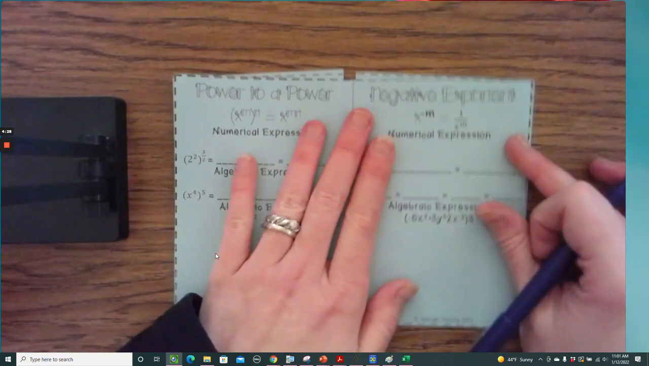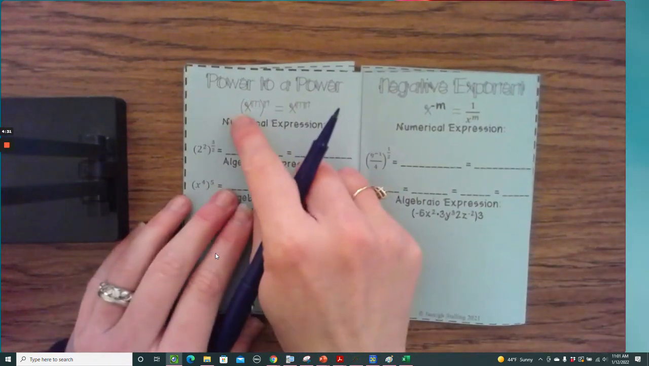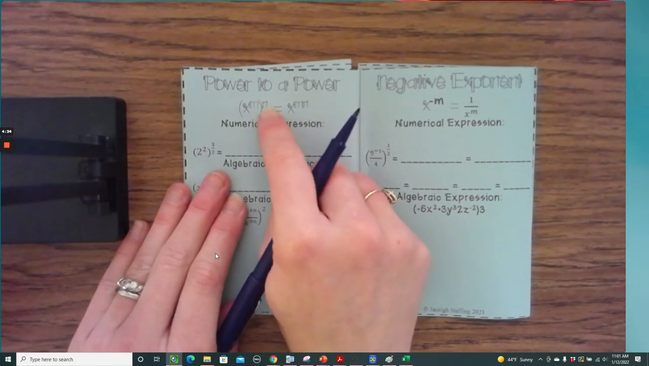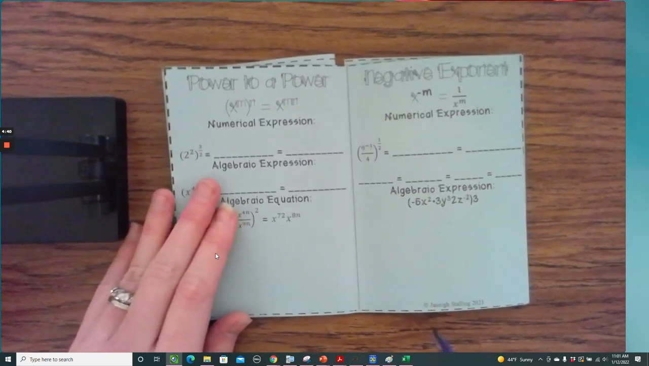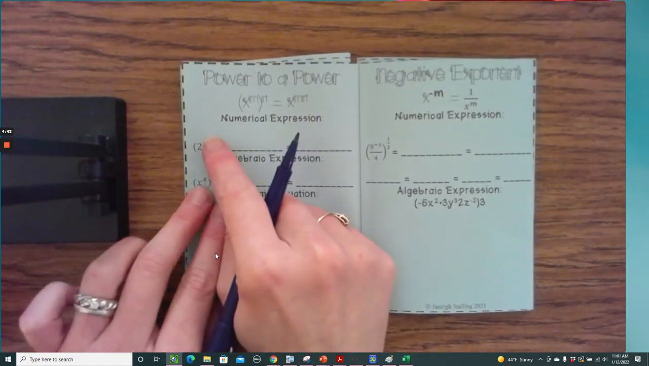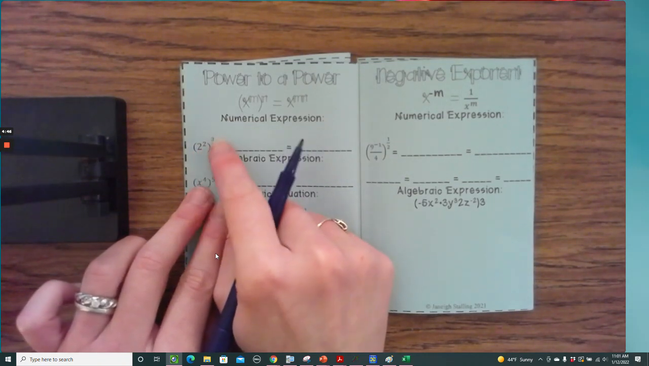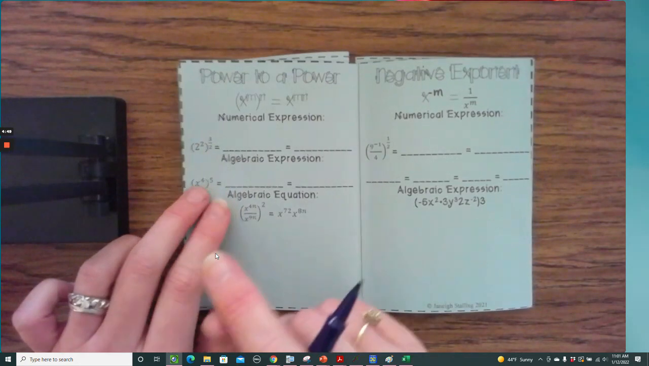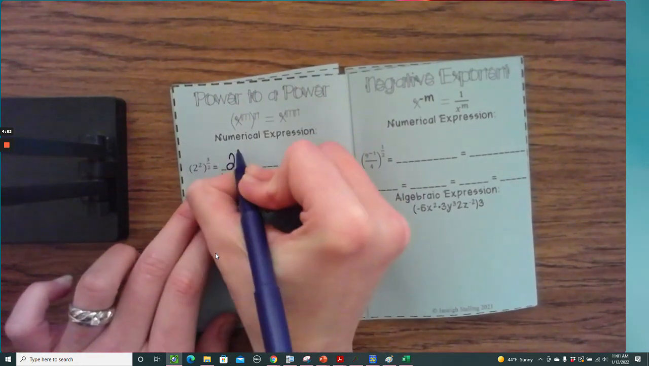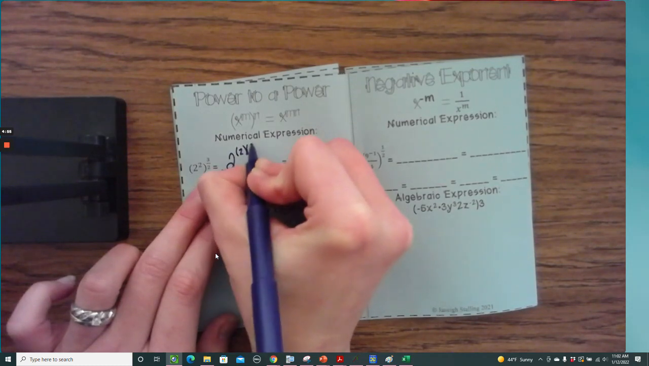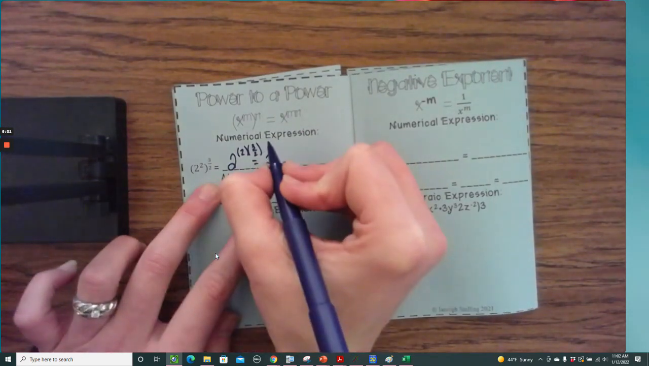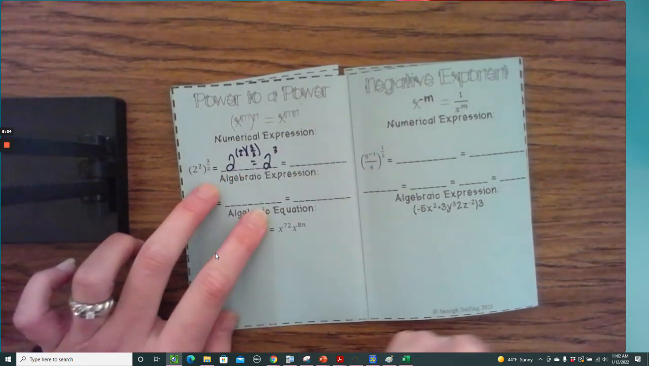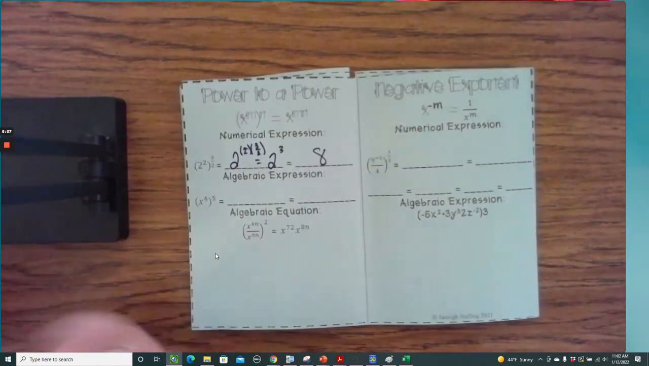Okay? All right, our next section is a power to a power. That means x to the m in parentheses, and then raising all of that to the nth is the same as multiplying those two exponents. Okay? So 2 squared to the 3 over 2 is the same thing as doing 2 and then multiplying 2 times 3 over 2. So if we multiply 2 times 3 over 2, we just get 2 to the third. That 2 will cancel out down there. And 2 to the third equals 8.